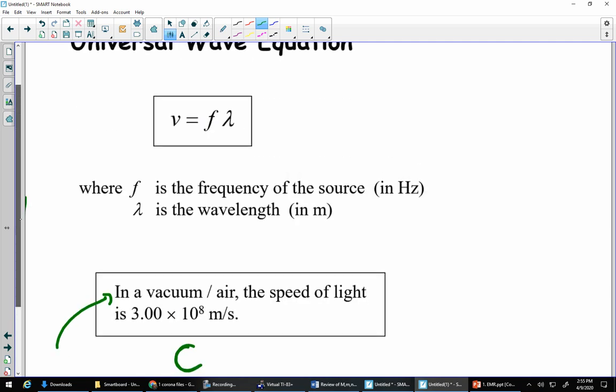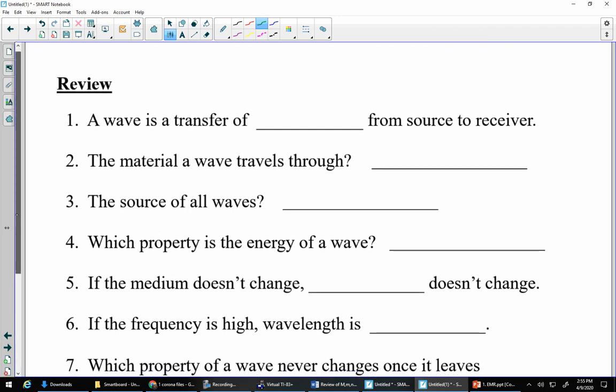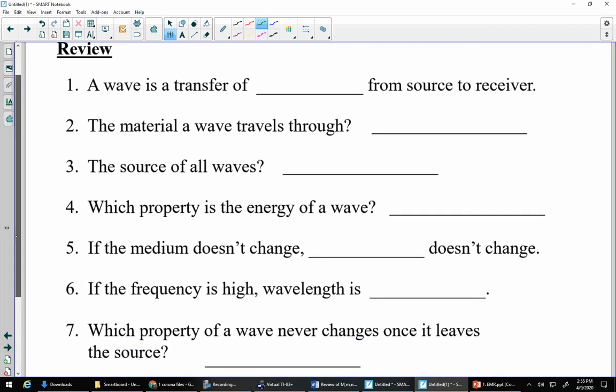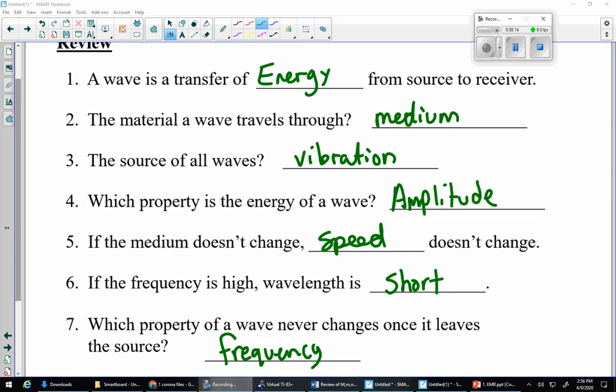Okay, cool. So universal wave equation, hopefully we all remember that. Now, quiz yourself here. Put the video on pause, see if you can figure out the answers to these questions. I'm going to do the same. I'm going to pause it, write out my answers, and we'll see if we agree. Alrighty, so I've got my answers here.